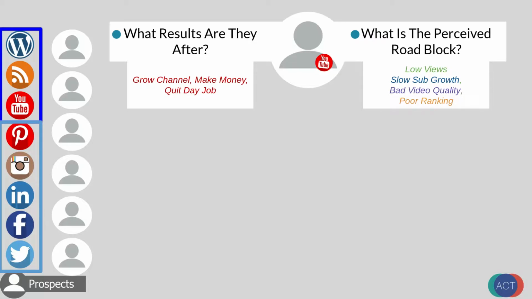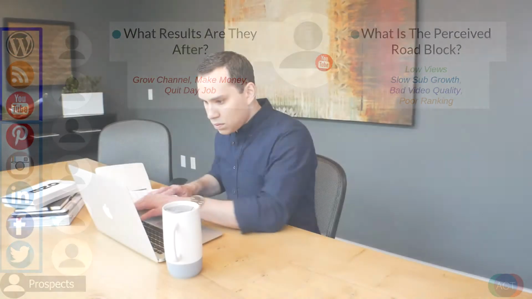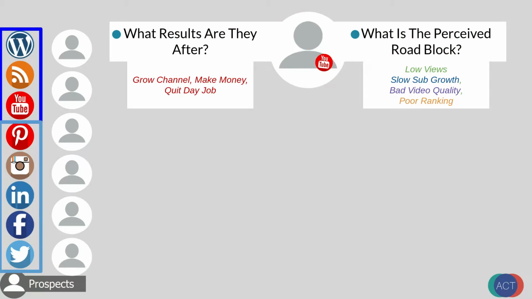So you spend anywhere from 10 to 20 minutes going through all of these. And then the perceived roadblocks, they are not happy with the number of views. They're not happy with how fast they're growing. Maybe they think they need to improve their video quality, or maybe they think they need to improve their YouTube ranking, search engine optimization, and rank higher on YouTube search results. So 10 to 20 minutes is pretty much all you're going to need to come up with this nice list. And then this is what you can use as a springboard for figuring out what your content could be about.